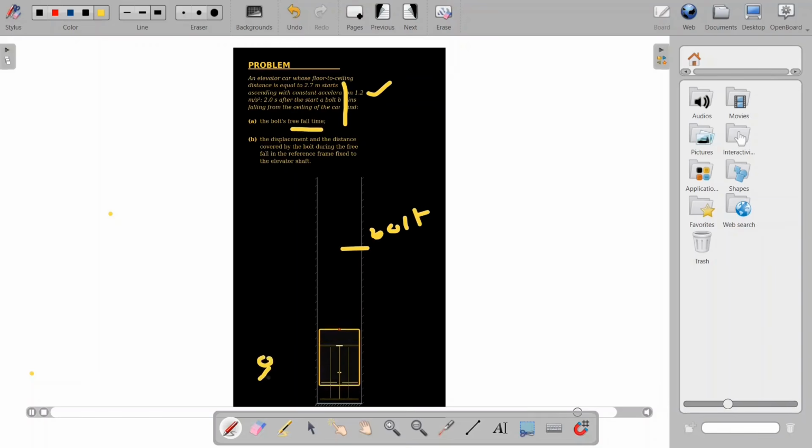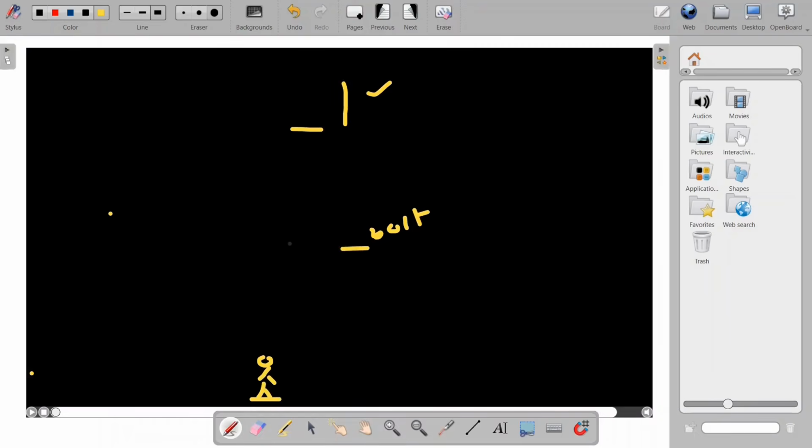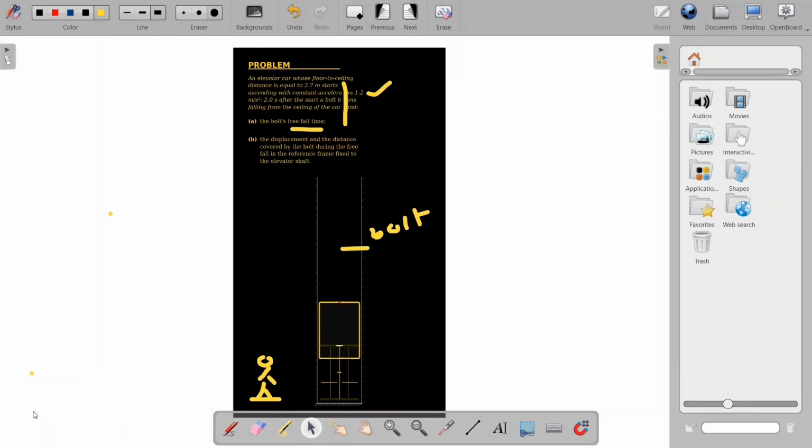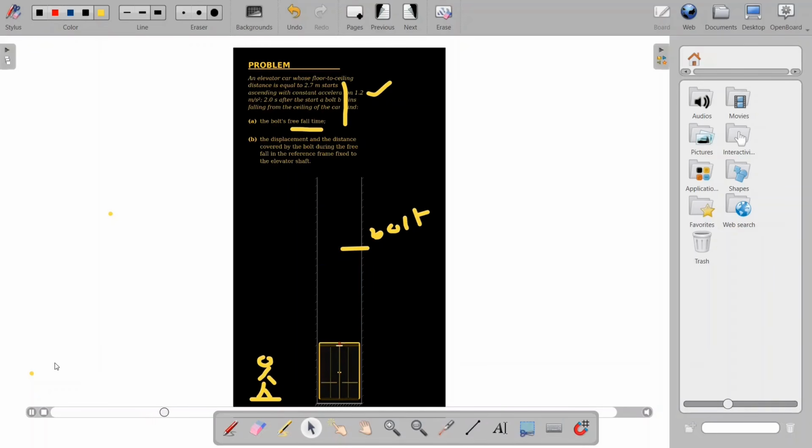The elevator has a floor-to-ceiling distance of 2.7 meters and is moving upward with a constant acceleration of 1.2 meters per second square. The bolt is released 2 seconds after the elevator starts ascending. Your challenge is to find two things. First, the time for which the bolt remains in free fall. And second, in the reference frame of the elevator shaft, determine the bolt's displacement and the total distance traveled during its free fall. This problem is a beautiful application of relative motion and understanding frames of reference.